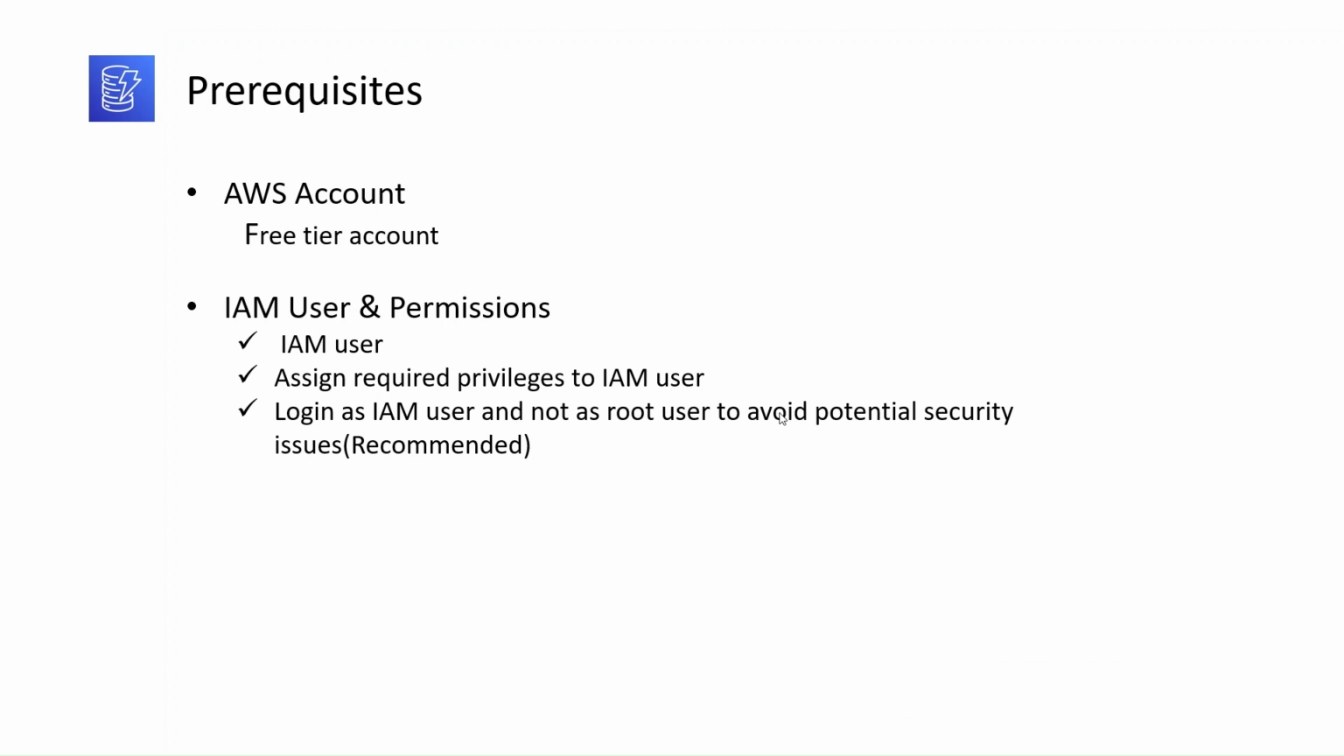Next, prerequisites. For this tutorial, you need to have an AWS account, and you can create a free tier account. You can find the account creation link in the description. Next, you need to have an IAM user with the required privileges to create DynamoDB tables and perform table and index operations and so on. If it is difficult to spot the specific privileges required for this tutorial, you can assign the administrator access managed policy to the IAM user.